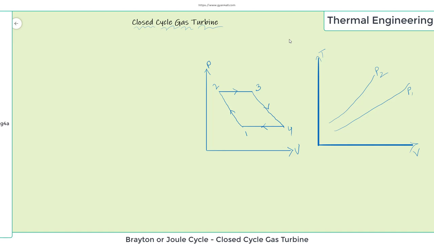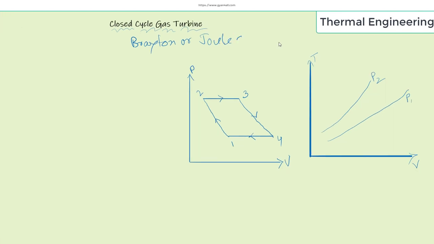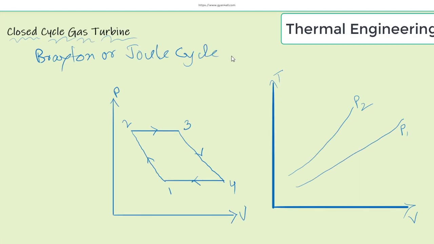Closed cycle gas turbine works on Brayton or Joule cycle. And this we have discussed in fourth semester in air standard cycle. We studied Otto cycle, Carnot cycle, diesel cycle, dual cycle, and also this cycle, that is Brayton or Joule cycle.